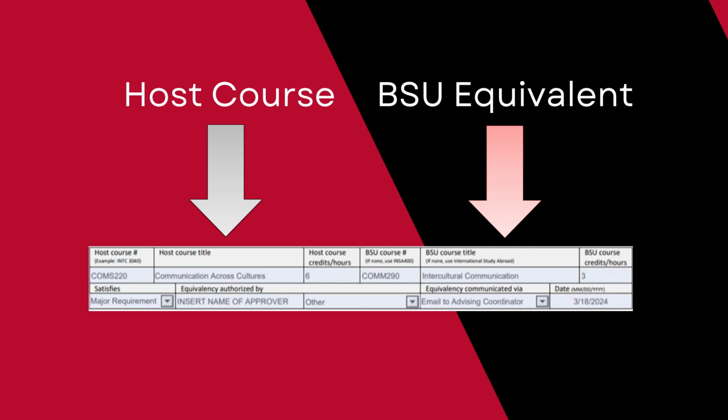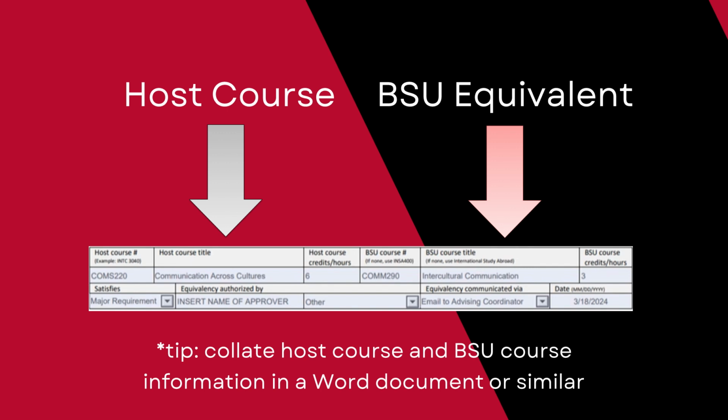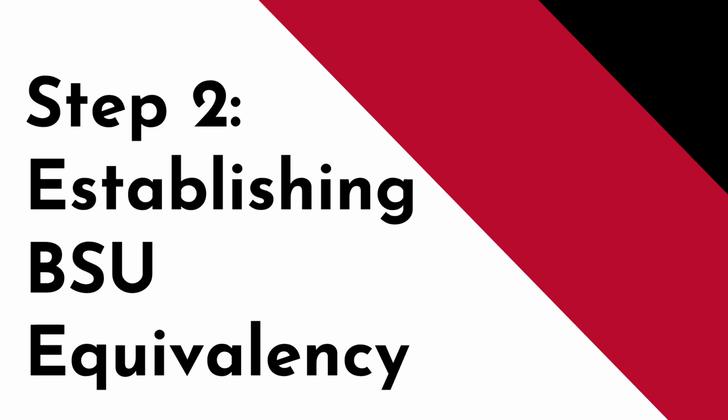Once you find some courses you think are fundamentally the same, I recommend copying and pasting those descriptions onto a Word document. The more prepared you are when you meet the BSU department to get your courses signed off on, the better. Now it's time for step 2, establishing the BSU equivalents. And this requires authorization course by course.